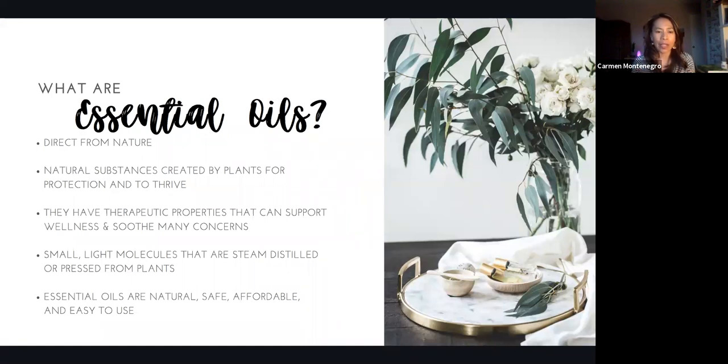The essential oils are created by the plants because the plants need to thrive. The essential oils protect them from being attacked by insects, or they use them to attract good insects. So it has a lot of benefits. And we humans, because we are also from nature, also benefit from these essential oils.